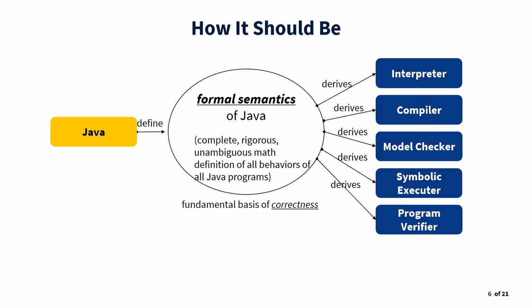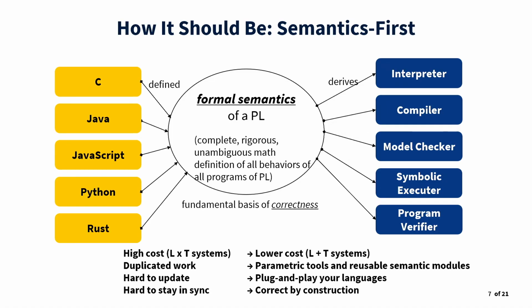And of course, we can extend this vision to all languages out there. So whatever programming language we want to do, define their formal semantics, which is a complete, rigorous, unambiguous mathematical definition of all the behaviors of all programs of that language, and derive all the tools automatically. So the advantages of this approach are clear, right?